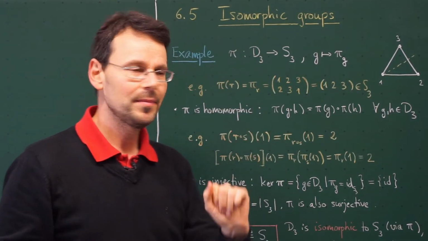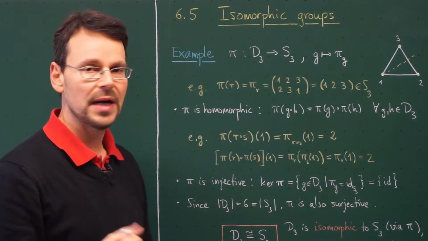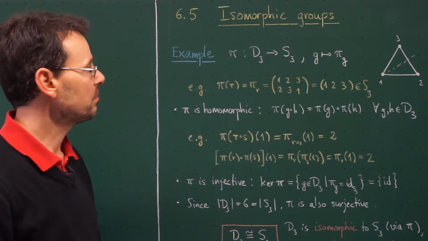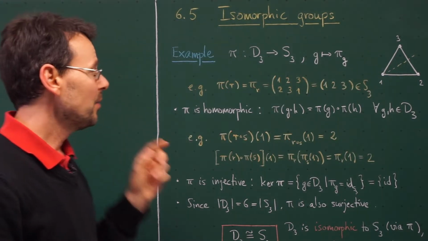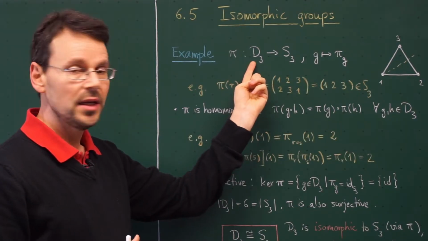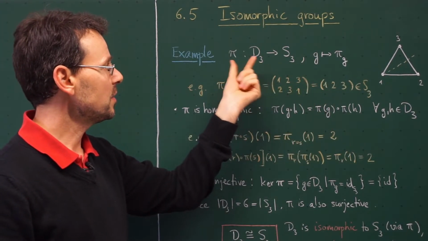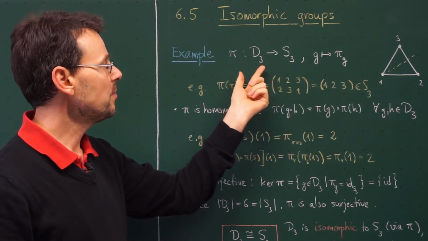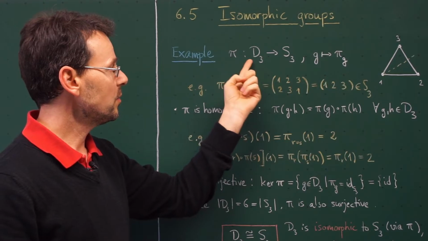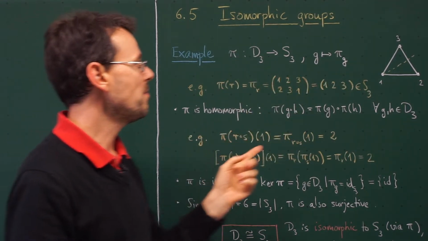Welcome everybody. In today's lesson we talk about the concept of isomorphism or of isomorphic groups. Let's start with a simple example. We take the dihedral group of an equilateral triangle, so the set of all symmetries of this triangle, and associate to each of those symmetries a permutation. We did that many times before.